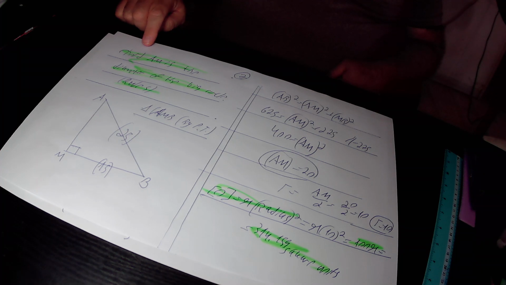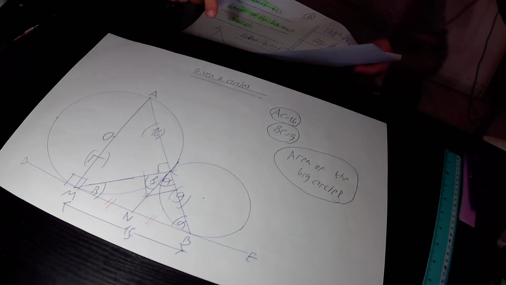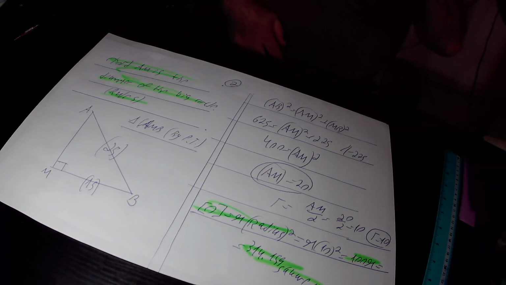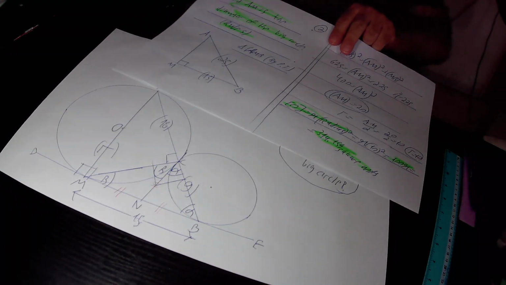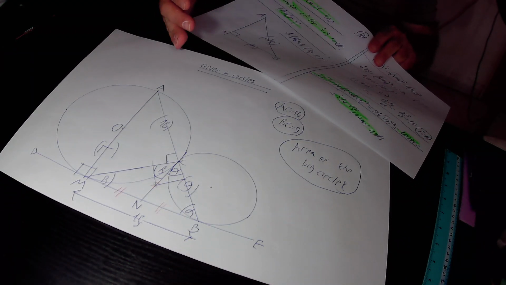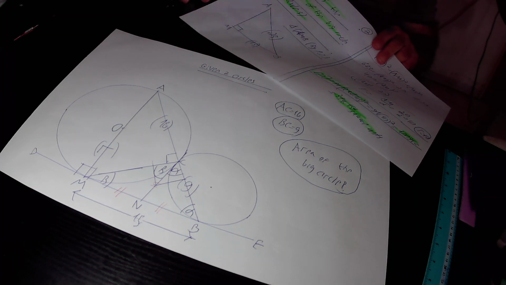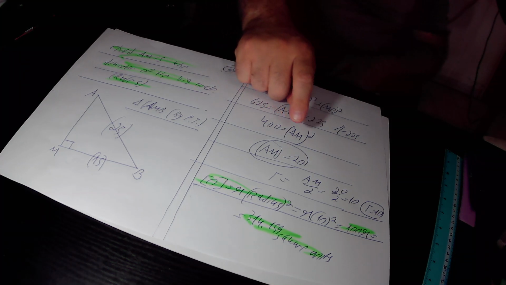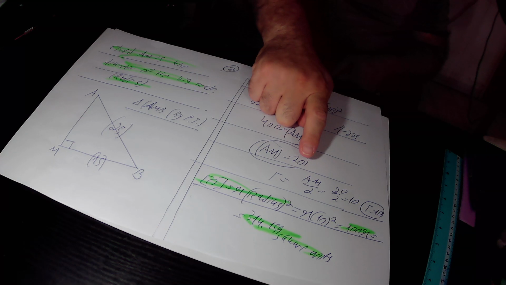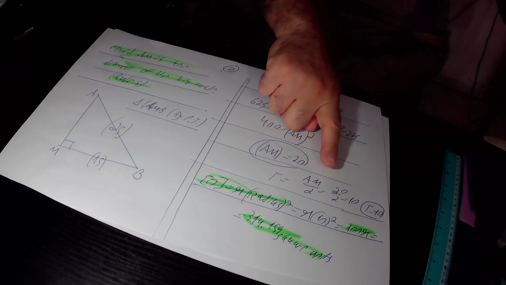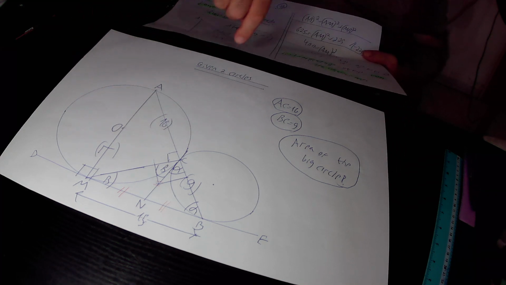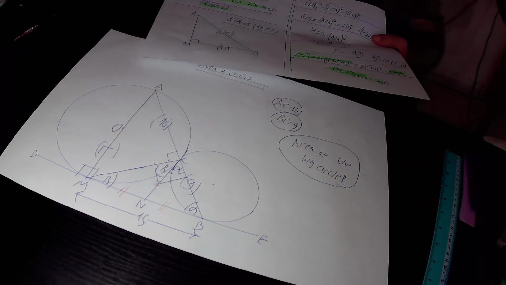But AM is also the diameter of this big circle. If the diameter of the big circle equals 20 units, it means that the radius must be equal to half of it. So the radius must be equal to 20 over 2, that is 10. The radius must be equal to the diameter over 2. That is to say, R equals AM over 2, that is 20 over 2, which is 10. So we found out that the radius of this big circle is equal to 10 units. The radius R equals 10.